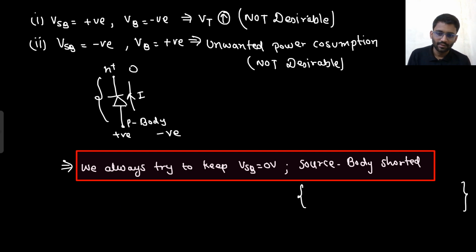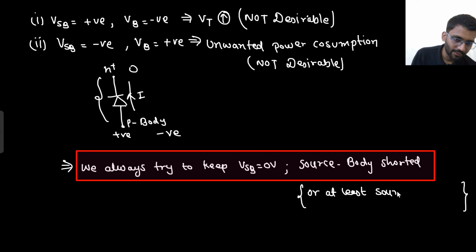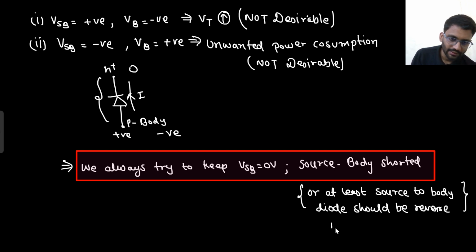So, source and body shorted, or at least source to body diode should be reverse biased. And all this we studied for NMOS, not for PMOS. For PMOS it will be opposite.